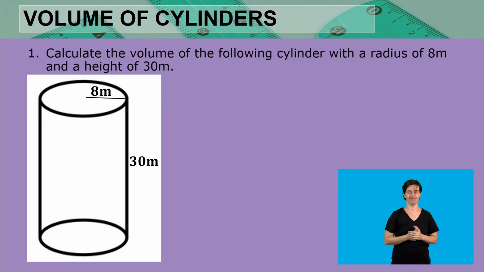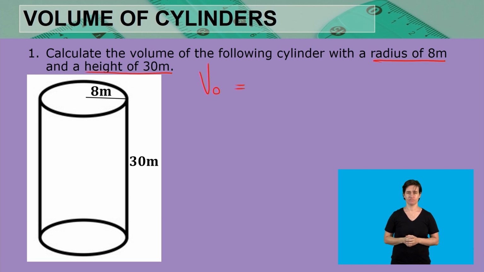Let's look at the first example there. So we have been given a cylinder, and our question there says, calculate the volume of the following cylinder with a radius of 8 meters and a height of 30 meters. So what is the volume of a cylinder again?